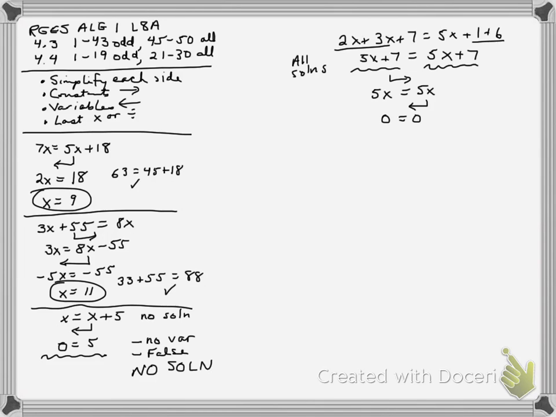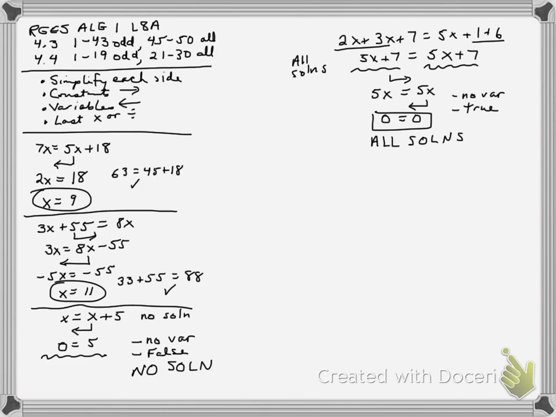But notice what happens here. I have another one of these odd things where we have no variable, but it's a true statement. So when would it be true? Well, it doesn't matter the value of the variable, because the variable's gone away. So the answer, whenever you get a true statement, it is all solutions. Doesn't matter what my x or my variable equals.